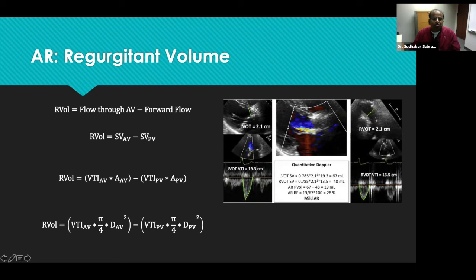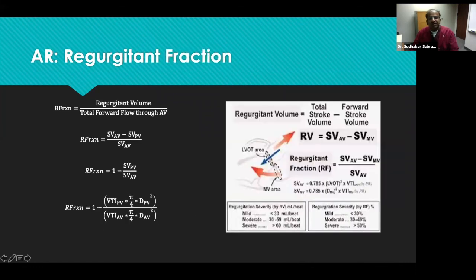So you do the VTI across the pulmonic, which is basically the RVOT. You get the area, then you get the stroke volume across the RVOT. The same thing we do across the LVOT. Then if you subtract, that's going to be your regurgitant volume. Once you have the regurgitant volume, you divide it over the total flow going across the aortic valve. That's going to give a regurgitant fraction.